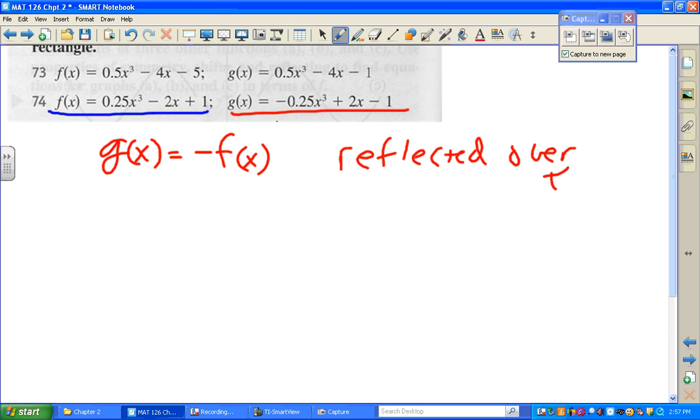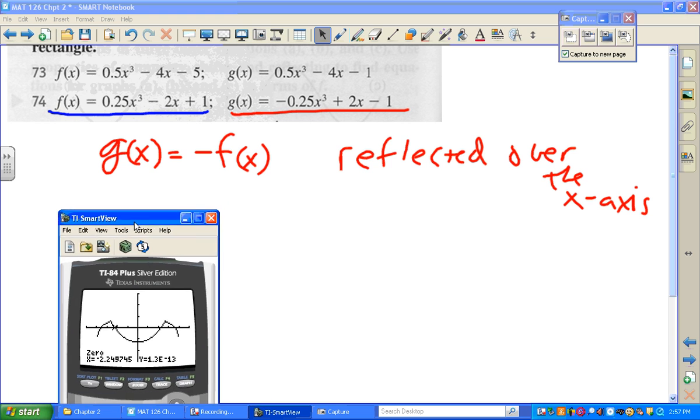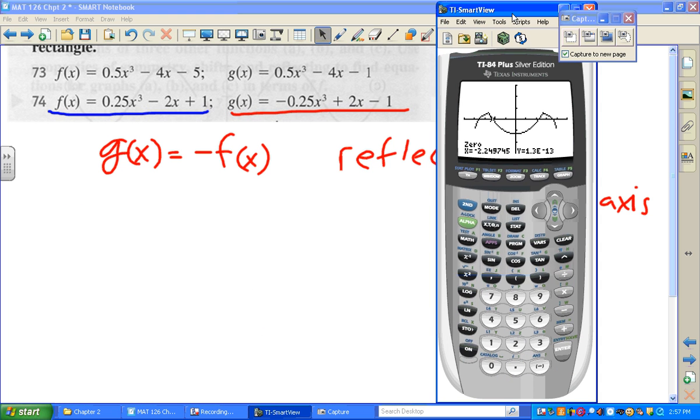Now I'm going to show you something to see this on the graph. I'll go over here. Y equals. We do this in calculus quite a bit when we have two equations. 0.25x^3 minus 2x plus 1. I'm going to type in the other one. Whoa, there's a lot of extra down there. Delete, delete, delete. There we go.